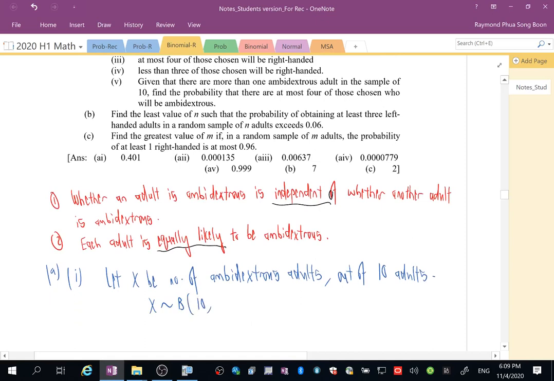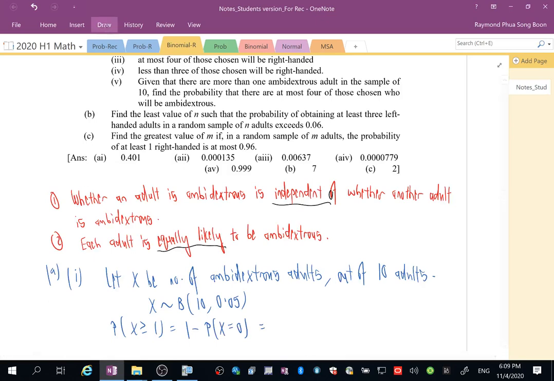And then what's the probability of an ambidextrous adult? We are told it is 5%, so the probability will be 0.05. 5 divided by 100 will give us 0.05. So we want to find, in part 1, at least one ambidextrous adult. That is the same as 1 minus the probability that x is less than 1. X less than 1 is only one value for the binomial distribution, which is x equals 0.